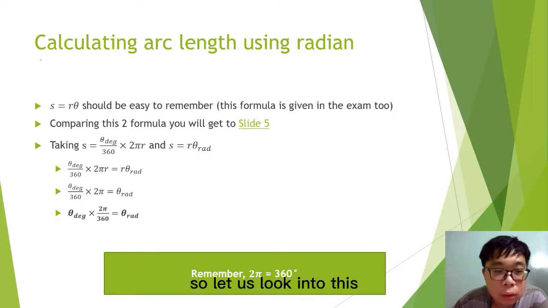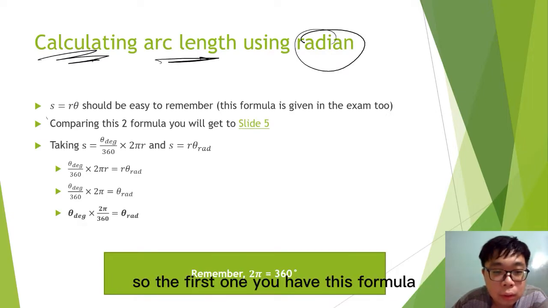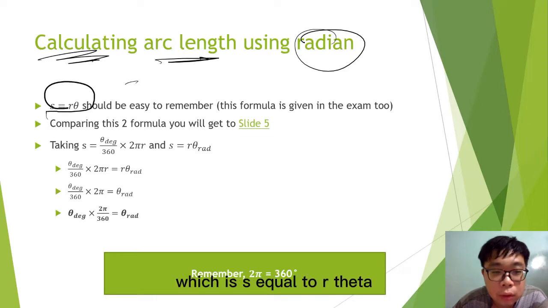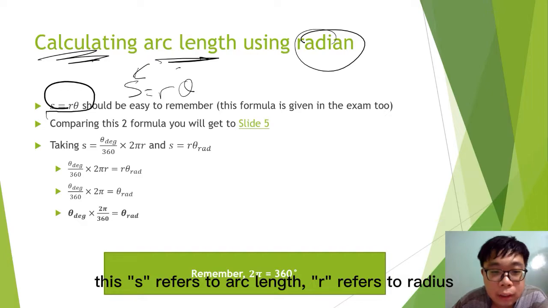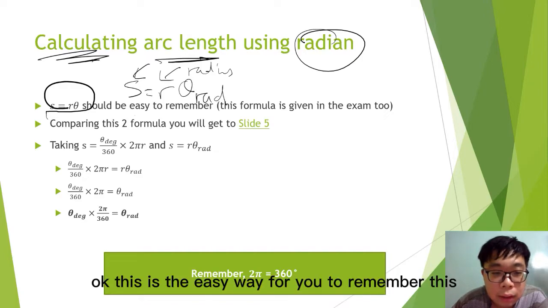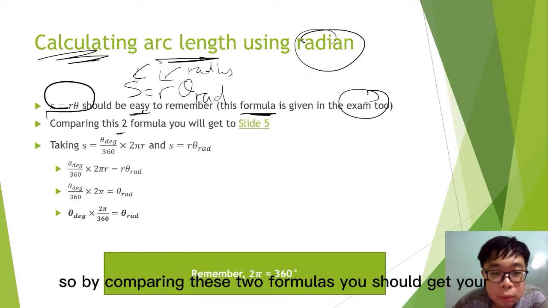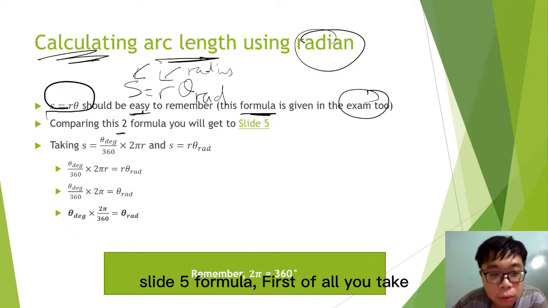Okay, so let us look into how to calculate the arc length using radian. The first formula is S equal to R theta. S refers to arc length, R refers to radius, and theta refers to theta in radian. This is the easy way for you to remember. This formula is given in your exam. By comparing these two formulas, you should get your slide 5 formula.